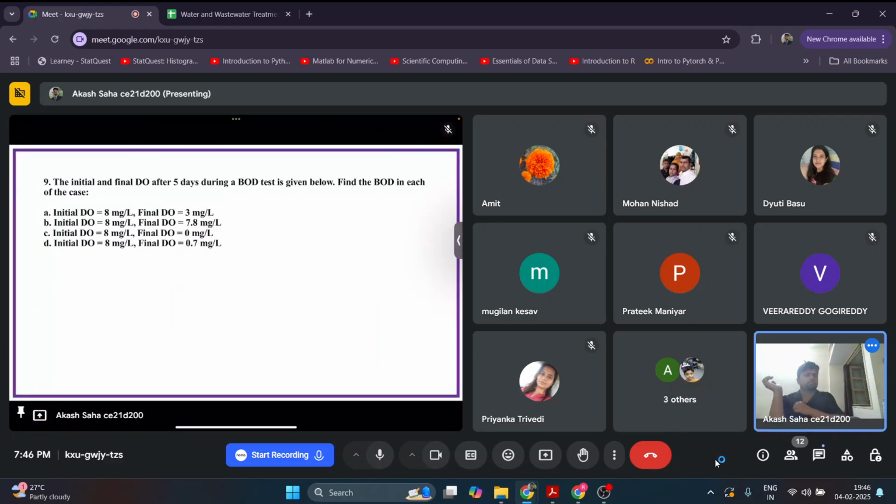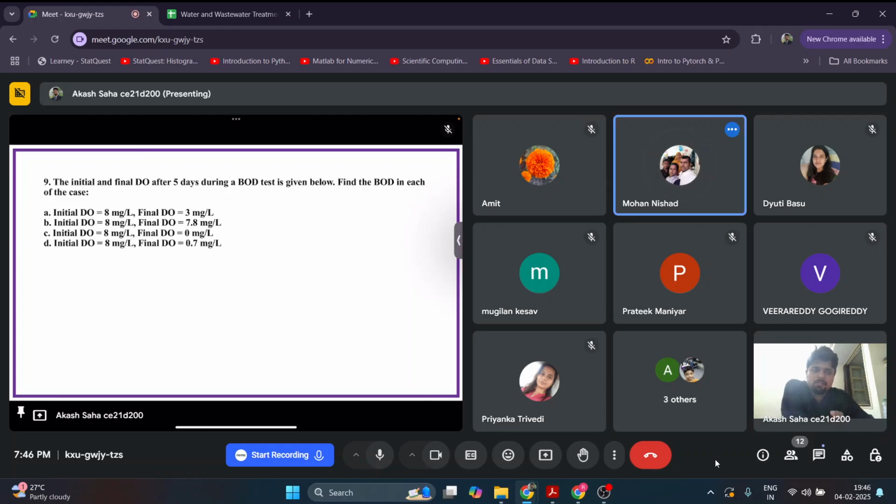Next question. The initial and the final DO after 5 days during a BOD test is given below. Find out the BOD in each of the cases. Okay, so we have 4 different cases. You have to find the BOD for each case. So first one, you just tell me, it can be done orally. The first one is, initial DO was 8, final DO was 3. So what is the BOD?